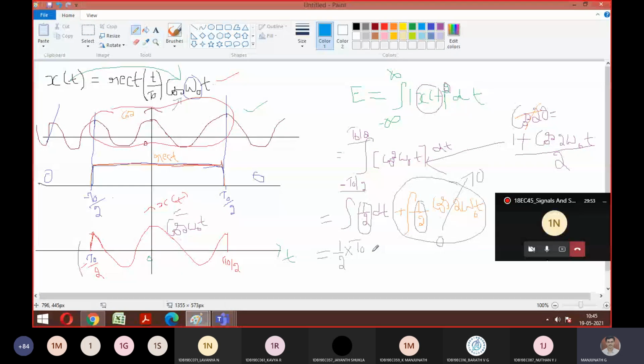So therefore we can conclude, what is the energy? E is equal to t naught divided by 2. Don't forget to write the unit, guys. What's the unit? Joule. So t naught by 2 joule is the answer for this given function, a product of a rectangular and a cosine function.